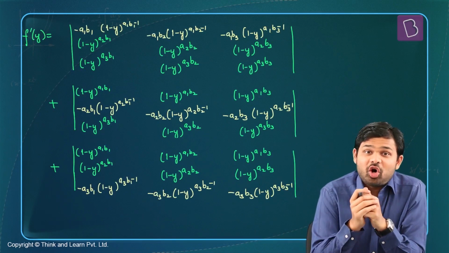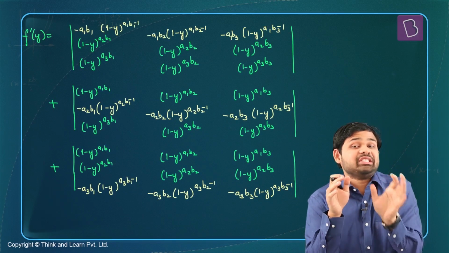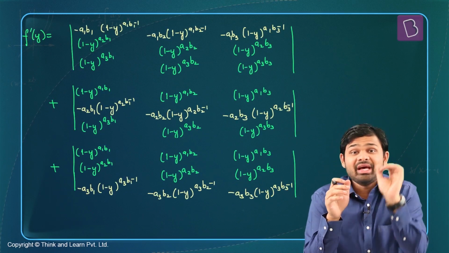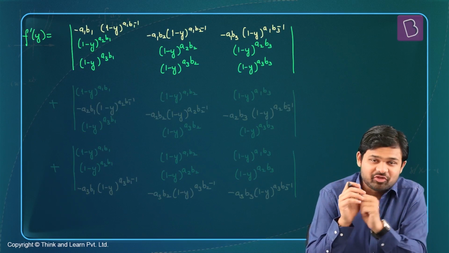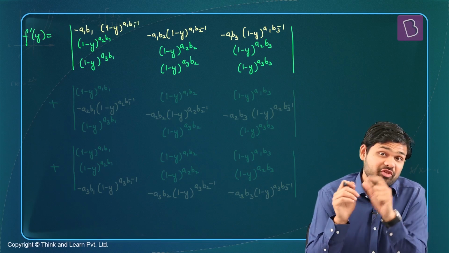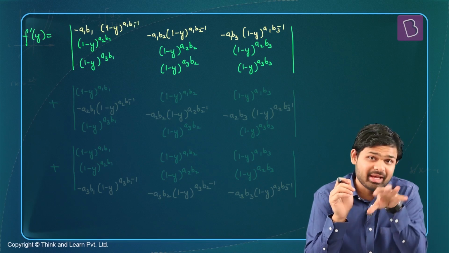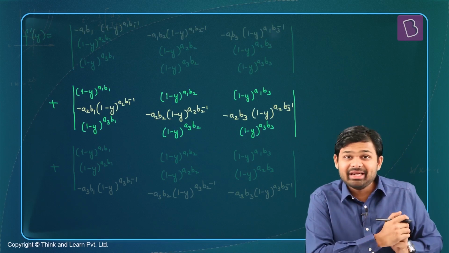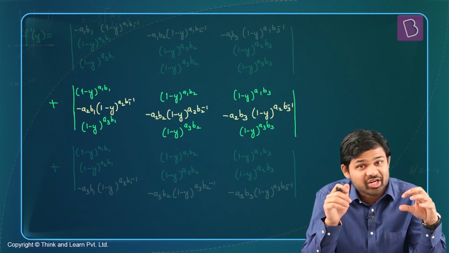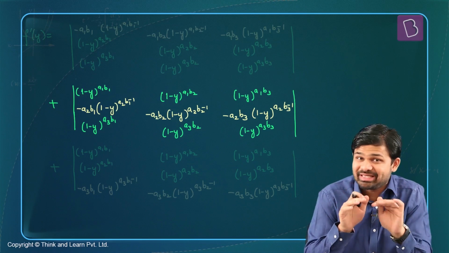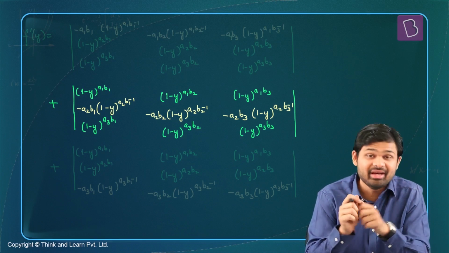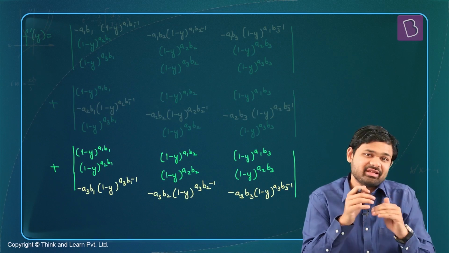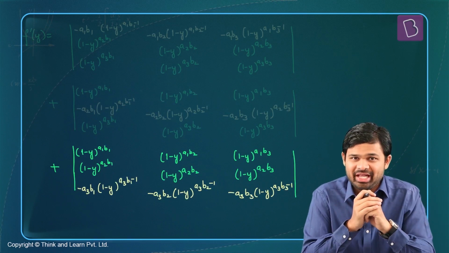So the differential of my function is going to be the sum of these 3 determinants, wherein in the first determinant I have taken, if you notice, the differentials of the first row elements. Remaining 2 rows are exactly the same as in the original determinant. In the second determinant, I've taken the differential of the second row elements, keeping the first and the third row elements exactly same as the original determinant. And in the third determinant, I've taken the differential of the third row elements.